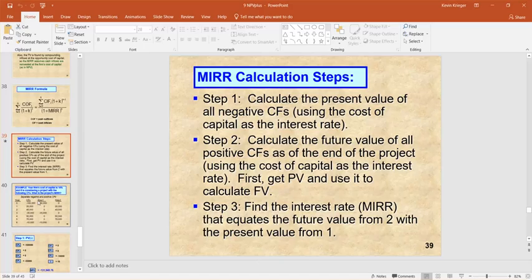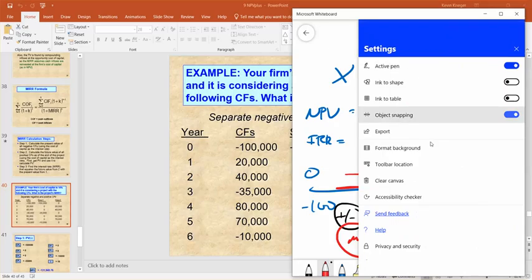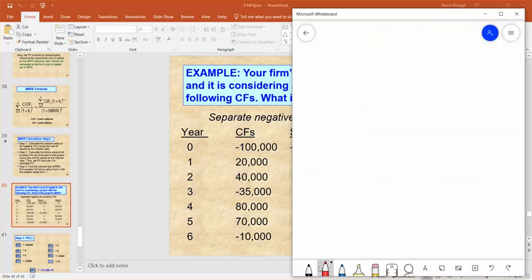Right? So for example, if you have this project right here, and in the second column, the cash flow column, it's basically telling you, look, this is definitely not normal. It goes from negative to positive, back to negative, back to positive, back to negative at time 6. So you have quite the interesting little project here.